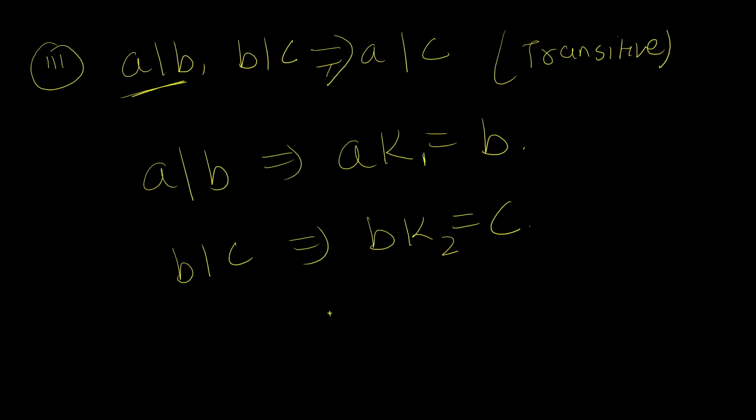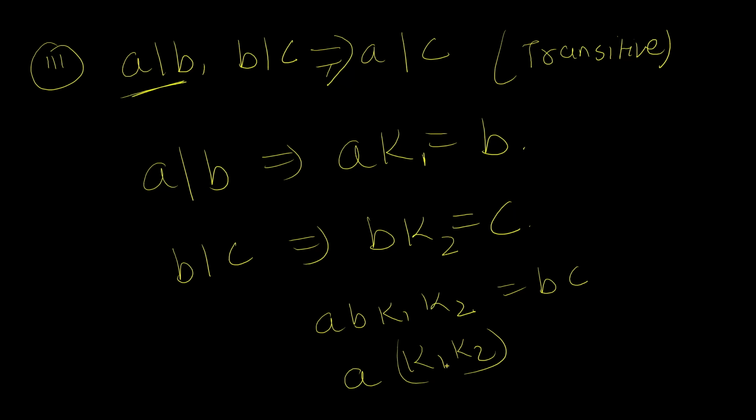So I'm going to say A, B, K1, K2, okay? And it's going to be equal to BC. And then that would allow me to write A times K1, K2. And K1, K2, the product of two constants, is also a constant, and this would be equal to C, right? And from this, I could conclude that A divides C. Okay, so pretty basic theorems, and this proof should also be very obvious. So before ending the video, let's have a look at one more question.